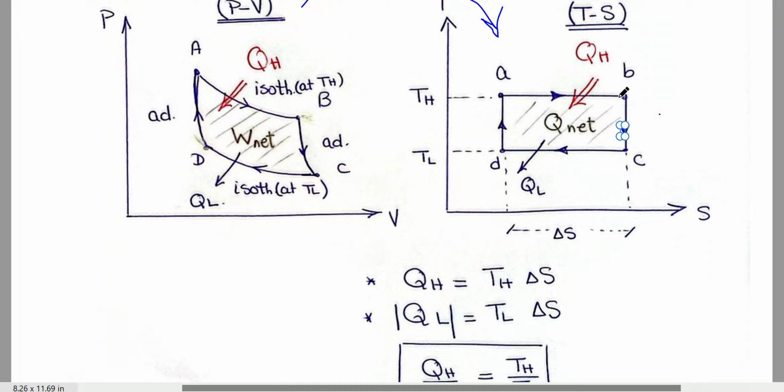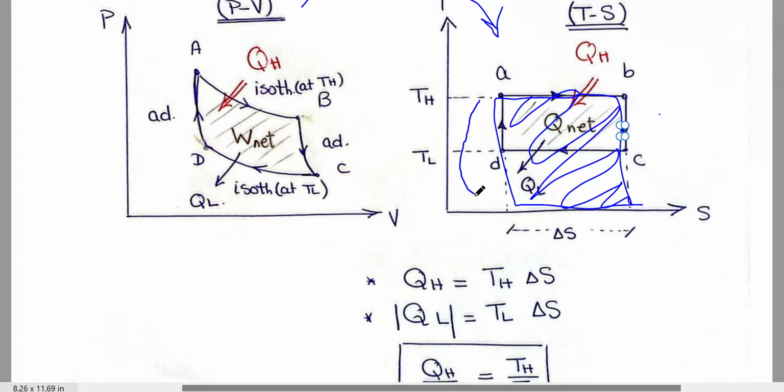From A to B, the gas is absorbing QH. From B to C, it's adiabatic, so no heat energy is absorbed. So QH is the area under AB. If I want to calculate this area, I'm calculating the area of all this big rectangle. This area is TH multiply delta S. While from C to D, I will calculate this area only.